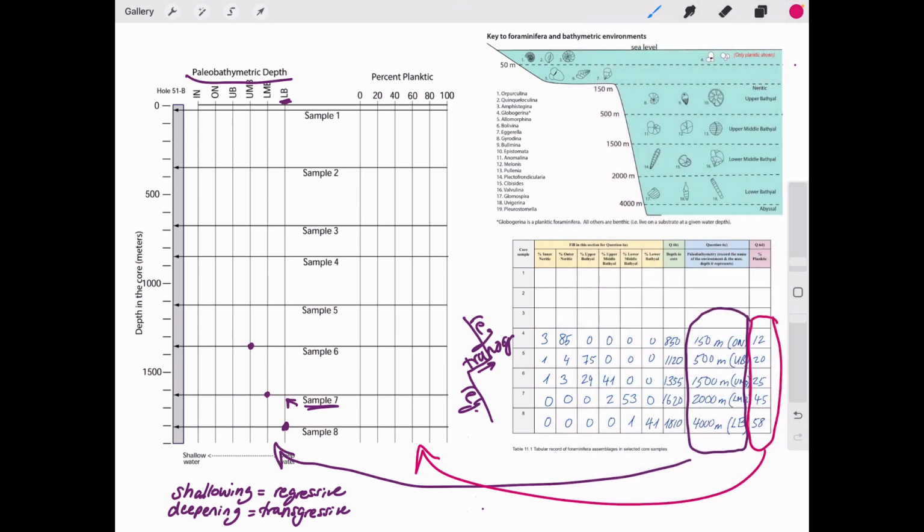So this is going to be core 8, you're going to plot 58, so that's going to be about here. The next one, sample 7, is going to be 45%, so you're going to go 45 is about here. The next one is going to be 25, so you're going to go here, and so on all the way up to sample 1. And then you're just going to join the different dots like that. Okay, so that's what you have to do for the graph.